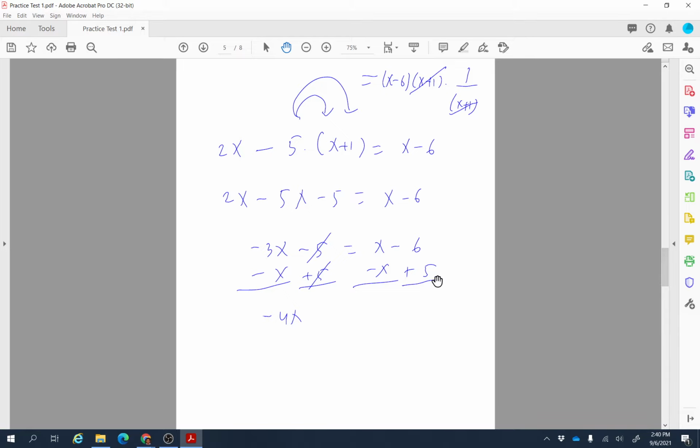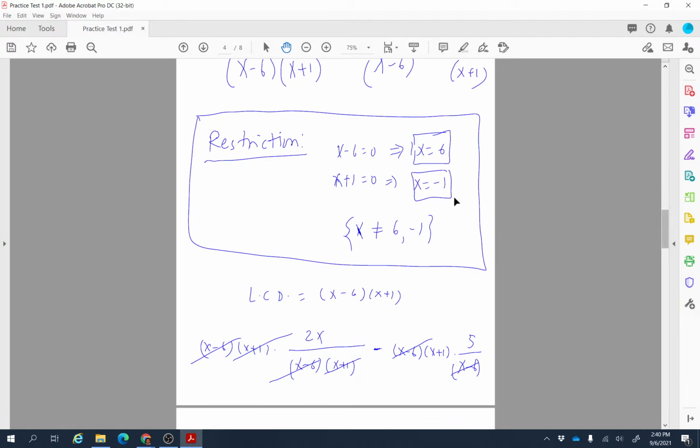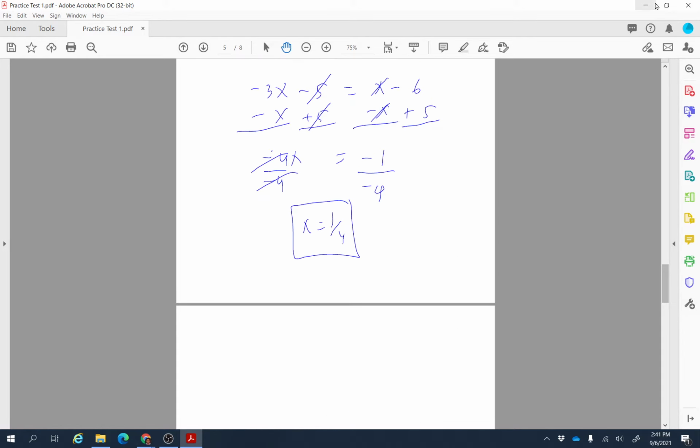So negative 4x on the left side, and this cancels out, and negative 6 plus 5 is -1. So if you just divide both sides by -4, x would be 1/4. And after finding the solution, we just go back here and check whether that is one of the restrictions or not. So this is not one of the restrictions, so the answer should be 1/4.